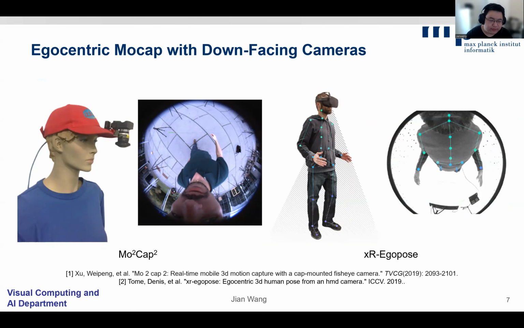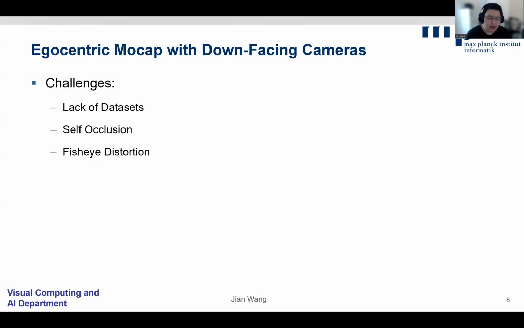In response to this, there are two pioneering methods that mount a down-facing fisheye camera on the head or on the VR headset. From this camera view, we can observe most parts of the human body, and we will be able to capture very accurate human motion from it. However, this setup is generally good, but it has some problems.